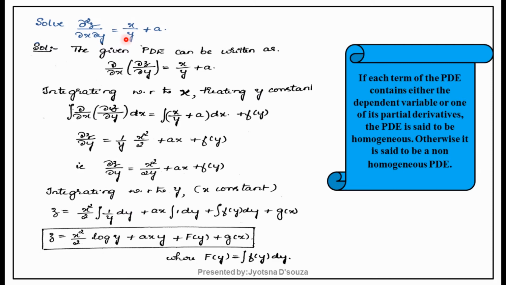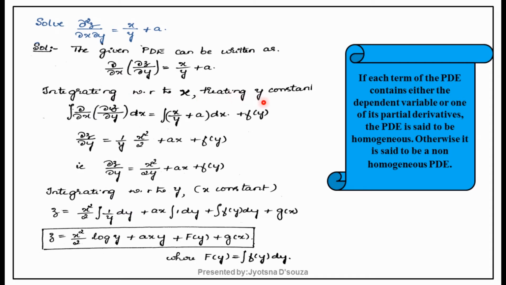Like that we need to get the solution. So we have to eliminate this differential operator, and its anti-differential operator is nothing but integration. So I am applying integration, integrating with respect to x. Now here this is a partial derivative, so when you are integrating with respect to x, you have to treat the other variable as constant. So here x is the variable, and y I am treating as constant.